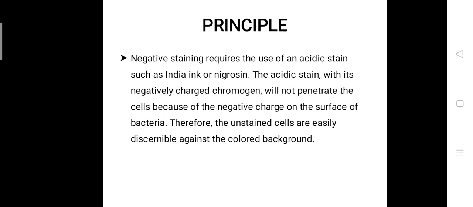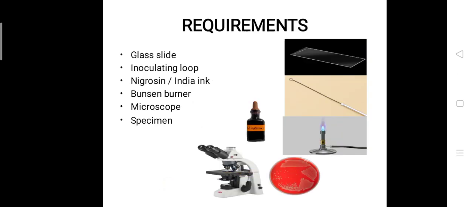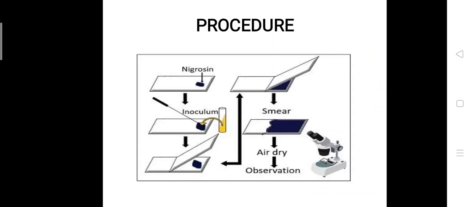In order to perform this negative staining, you will need some glass slides, an inoculating loop, nigrosin or Indian ink, a Bunsen burner, the microscope, and the specimen. The procedure of this negative staining is a very simple one. Firstly, you have to place a small drop of nigrosin close to one end of a clean slide. Then, using aseptic technique, place a loopful of inoculum from the bacterial culture in the drop of nigrosin and mix.